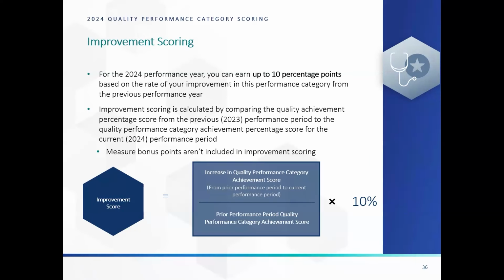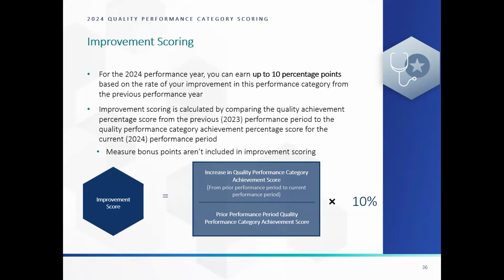Okay. Now I'm going to discuss improvement scoring. For the 2024 performance year, you can earn up to 10 percentage points based on the rate of your improvement in the quality performance category from the previous performance year. Improvement scoring is calculated by comparing the quality achievement percentage score from the previous performance period, which would be 2023, to the quality performance category achievement points scored for the current, which is the 2024 performance period. Measure bonus points are included in improvement scoring.